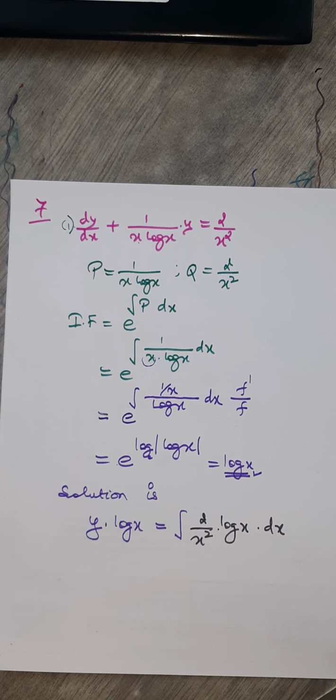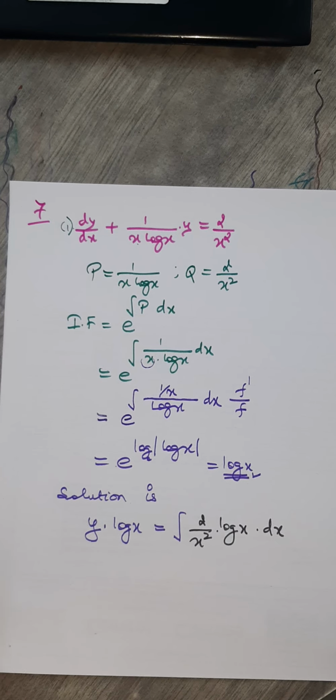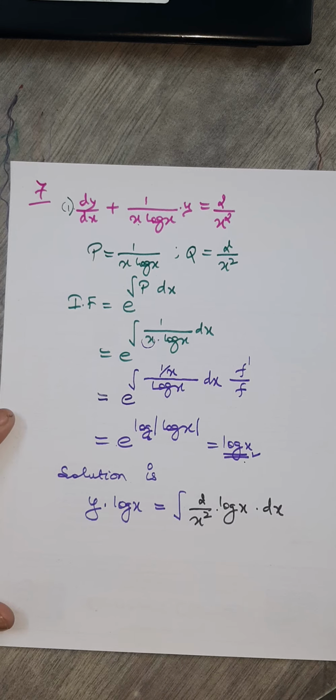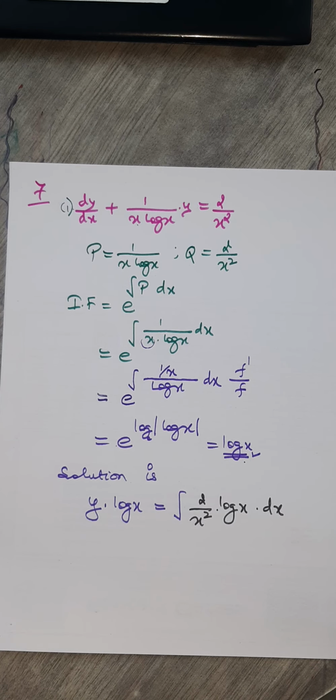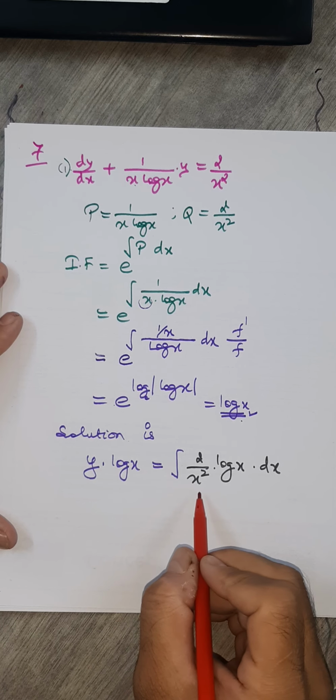I repeat, what's the solution here? Solution is given by y into integrating factor equals to inside the integral q. What's q? That is 2 by x squared into integrating factor, that is log x here, dx. Now the question is, we need to integrate right hand side expression. Now how we'll do this integration?